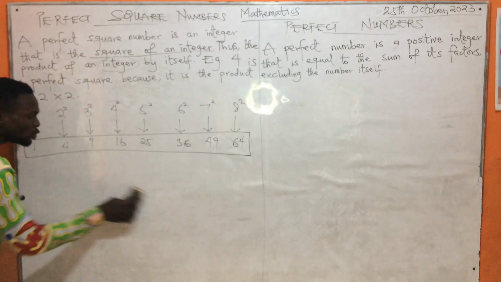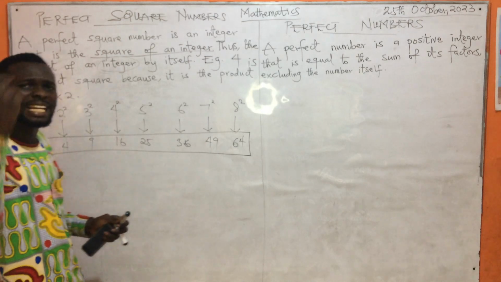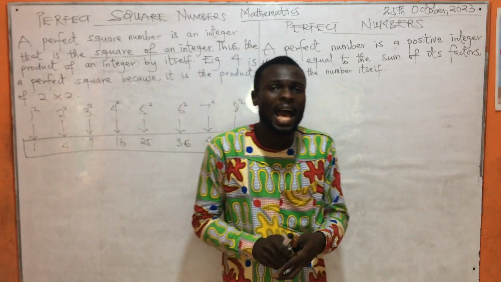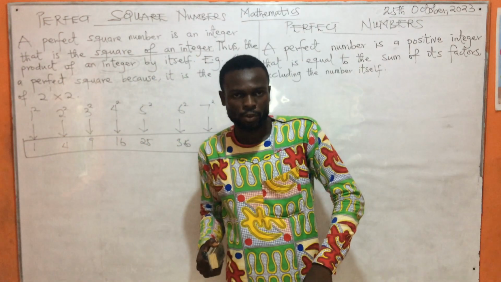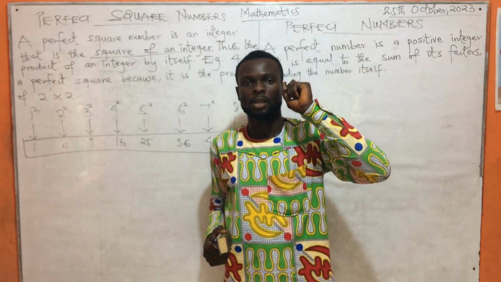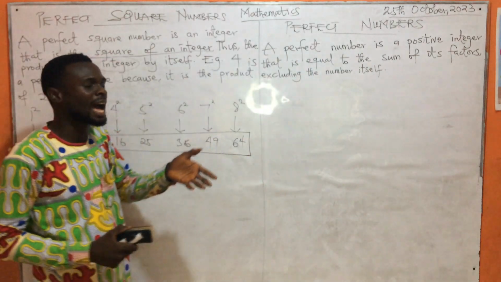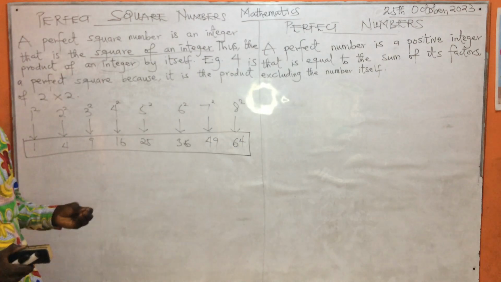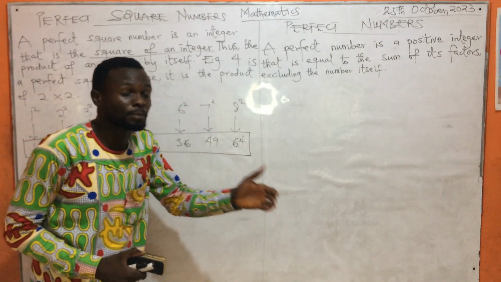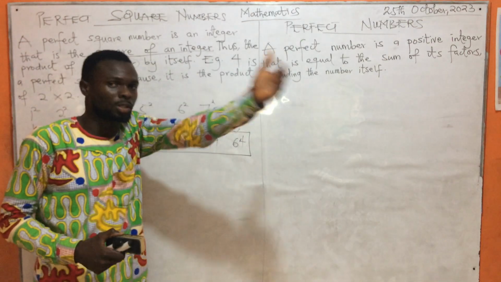So for a number to be a perfect square, it means when you multiply an integer by itself, you should get that number. So we can be asked to determine whether a given set of numbers are integers and are perfect squares or not.